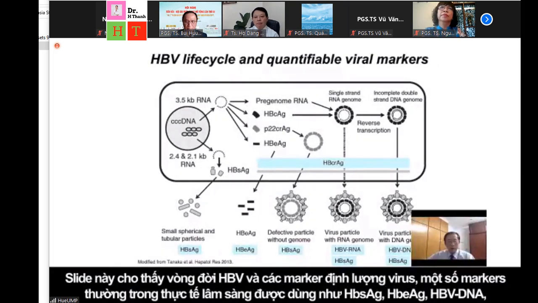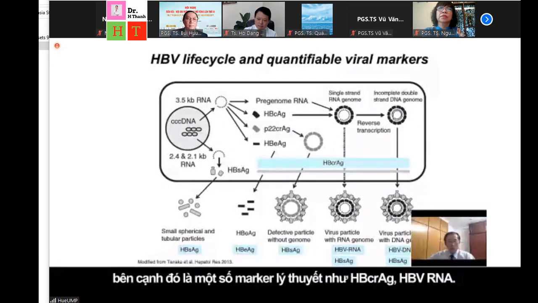So as you can see, some of the markers are commonly used in our clinical practice. For example, the hepatitis B surface antigen, hepatitis B E antigen, and the HPV DNA. In addition, there are some novel or emerging viral markers, such as hepatitis B core-related antigen and HPV RNA.